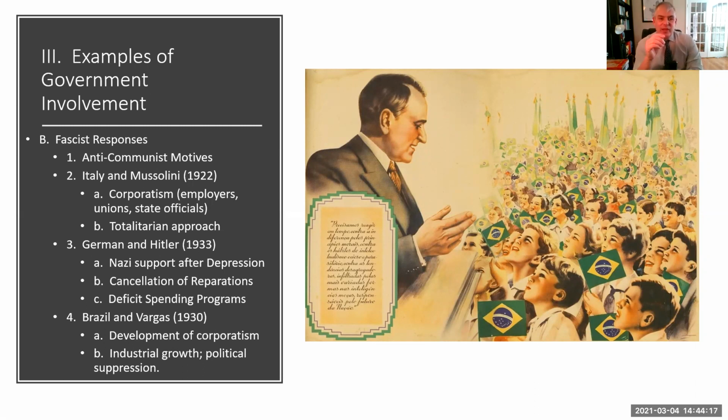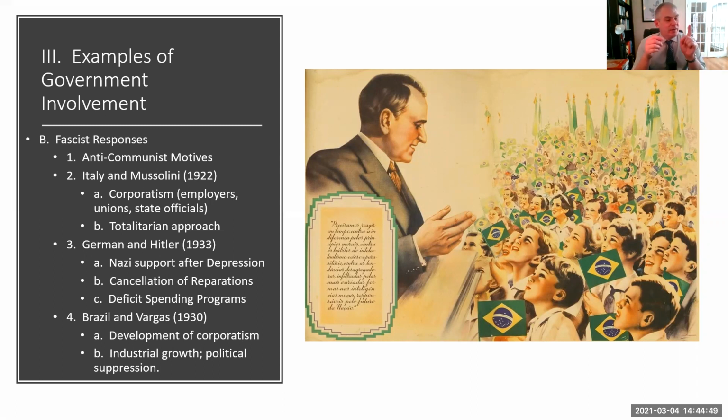Now, usually when we look at it, the employers, the unions, and the state officials usually are pulling on each other because all three of them have different self interest. The employers want more profit, the unions want more income or better conditions, and the state officials want more power. What corporatism says is your self interest is irrelevant. The only thing that matters is the interest of the nation. And that's what's going to lead you to a totalitarian approach.